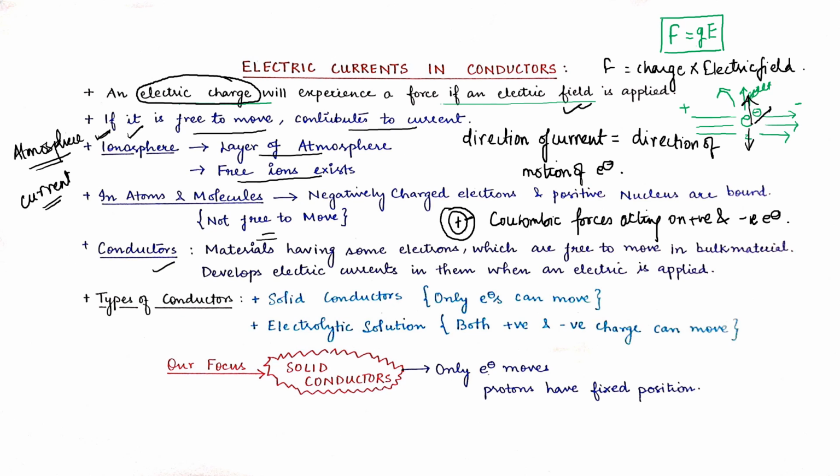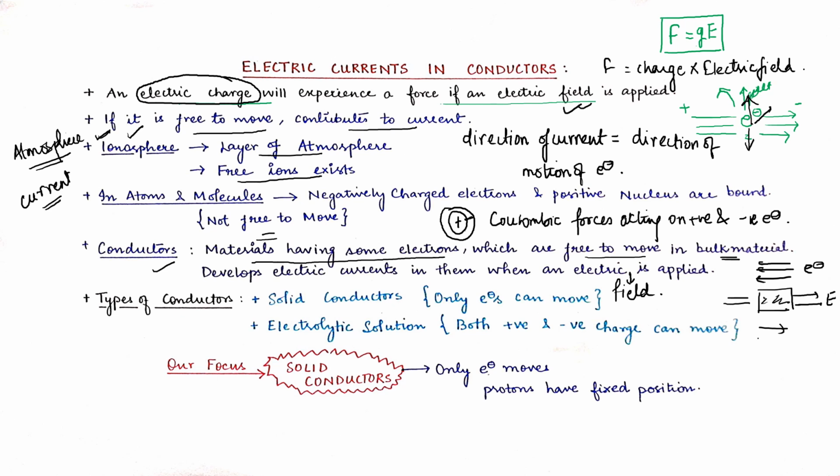Now, conductors. Conductors are materials having some electrons which are free to move in the bulk material, and they develop electric current when an electric field is applied. If this is one of the conductors, and the electric field is provided to it, the free electrons will start moving against the direction of the electric field, and they will form the current.